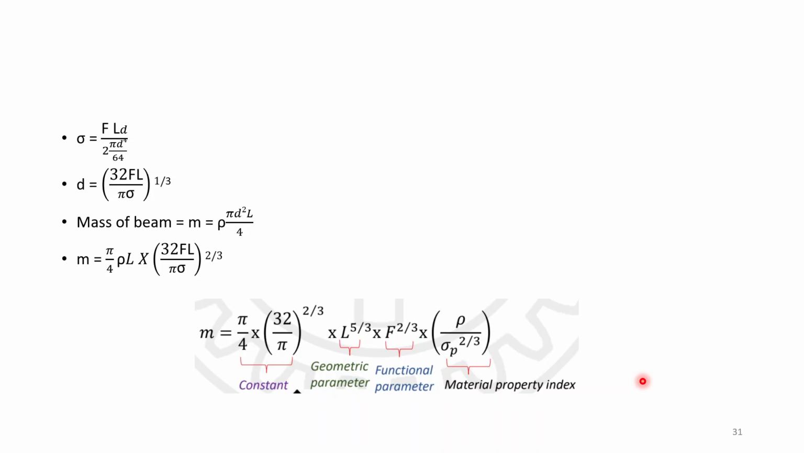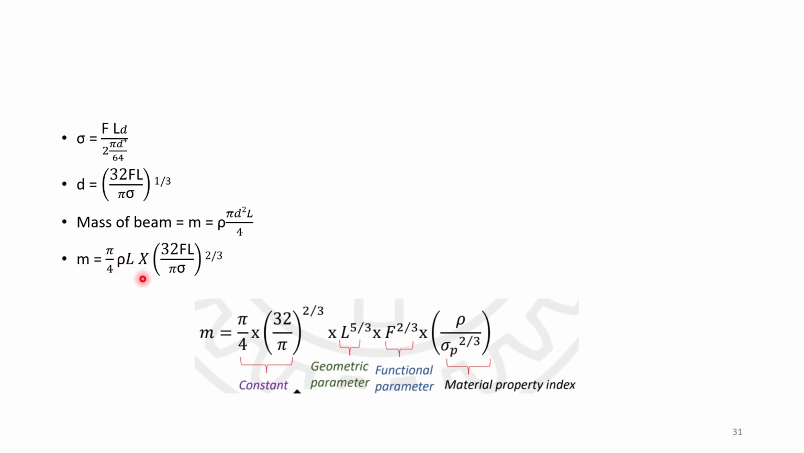Now sigma can be given as FLd upon 2 times pi d to the power 4 upon 64, and d can be given as (32 FL upon pi sigma) to the power 1/3. Now mass of the beam can be given as m equal to rho pi d square L upon 4, and now this d square value you can put from this equation, and it will become pi upon 4 rho L times (32 FL upon pi sigma) to the power 2/3.